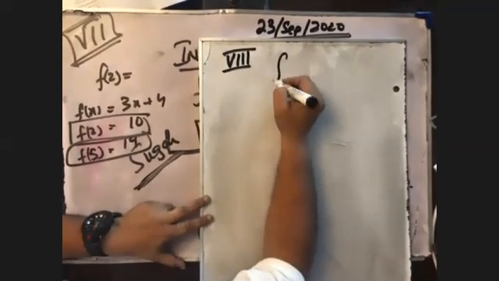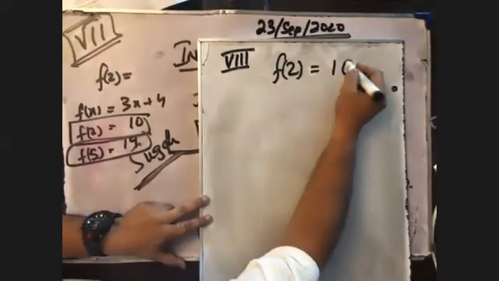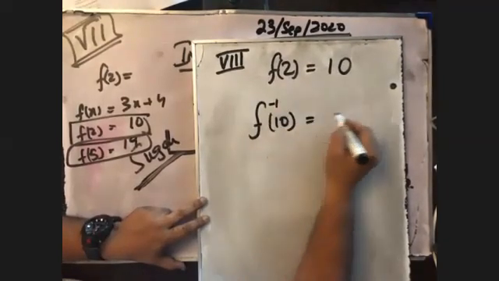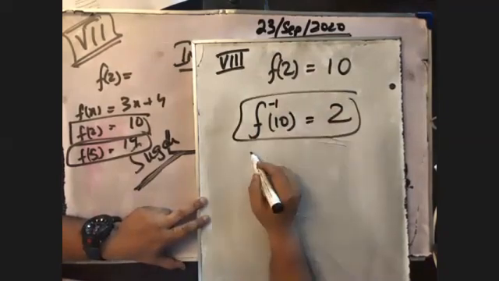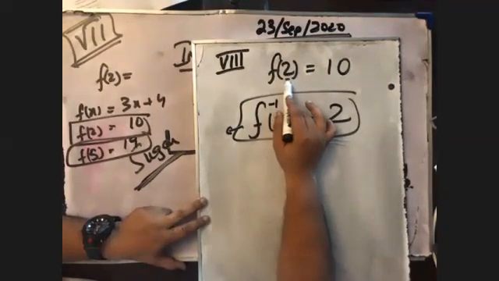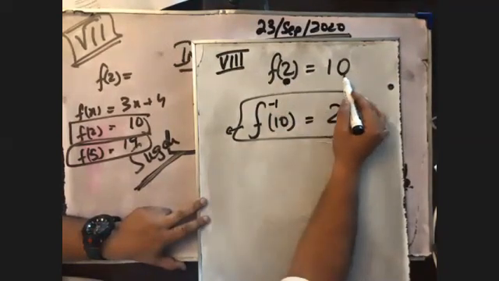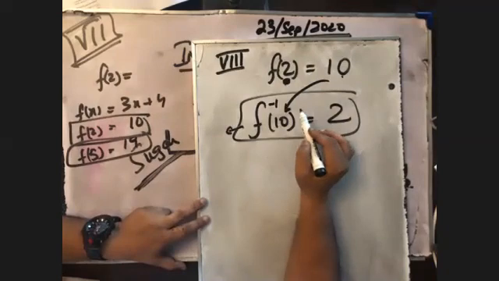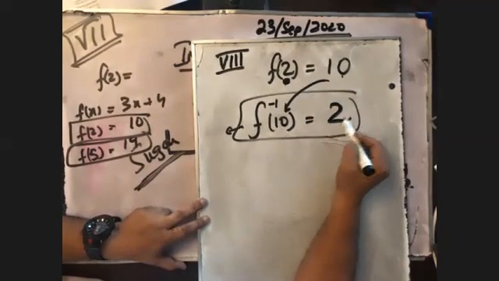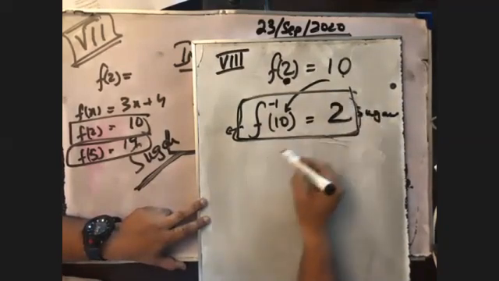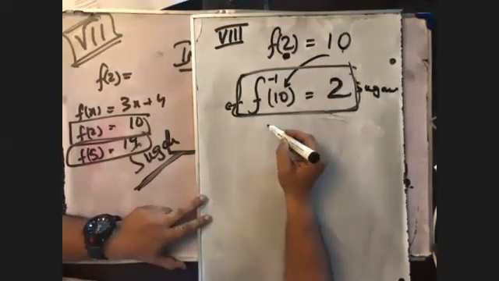Board number 8 says that if f(2) is equal to 10, then f inverse of 10 will give us 2. It's the inverse factory. If x takes the value of 2, f(x) takes the value of 10. But now if you put in 10 packets of sugar, you get 2 loads of sugar cane. That's what the theory says. And that's what we can do.